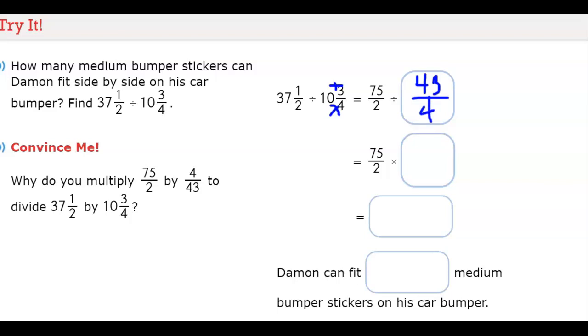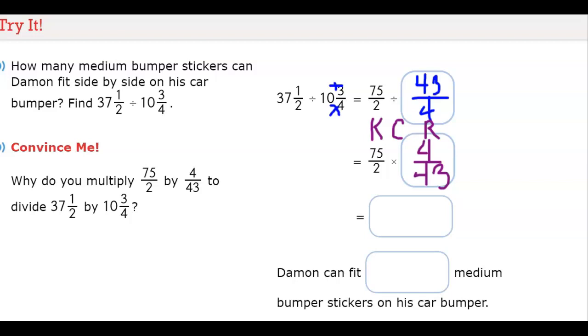Now we can continue to divide. When we are dividing, we are using keep, change, reciprocal. So I'm going to draw K for keep, C changing division to multiplication, and reciprocal of the second fraction. So we keep 75 over 2. We change division to multiplication, and then 43 over 4 turns into 4 over 43. And now you multiply straight across.